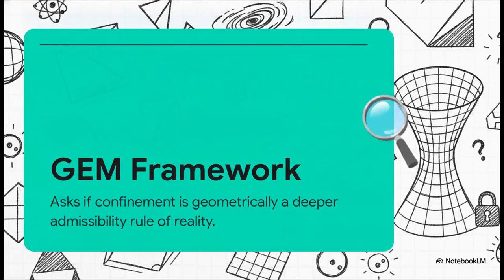Section 4, the GEM hypothesis and the vacuum clearinghouse. This incredible mechanism opens the door to some seriously fascinating exploratory territory. We're stepping beyond the established physical grammar of QCD to ask a deeper question using a framework called General Emergence Mechanics, or GEM. GEM asks, what if physical confinement isn't just a force pulling things together? What if it can be read geometrically as a deeper admissibility rule of reality? Essentially, is the universe running a strict audit on what is even allowed to exist?